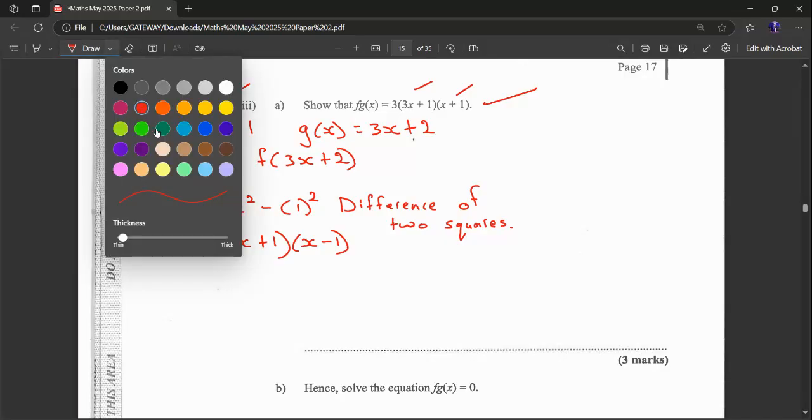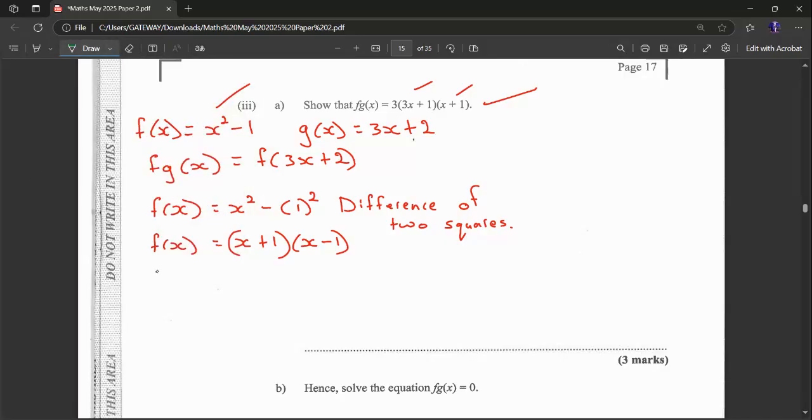Right? So now I'm going to find f of 3x plus 2, because this was f g of x from up here. Right? So I am replacing x with the entire 3x plus 2. I will now get 3x plus 2 plus the 1, close bracket, because I substituted into the first bracket, times 3x plus 2 minus 1, because I substituted into the second bracket.